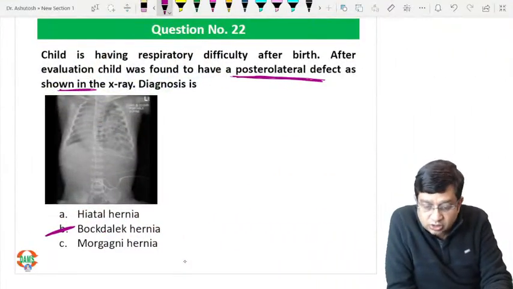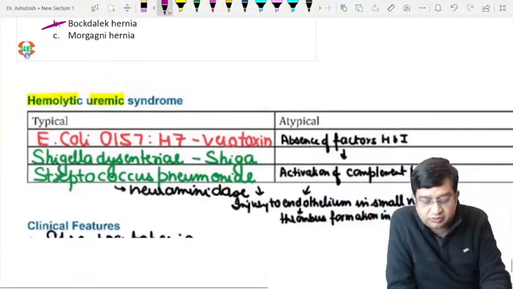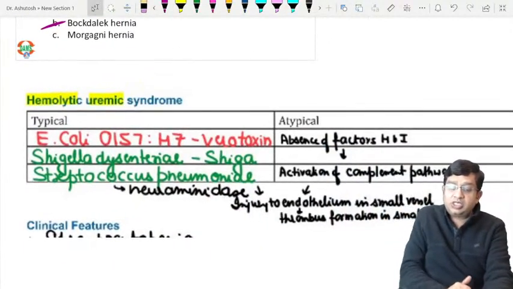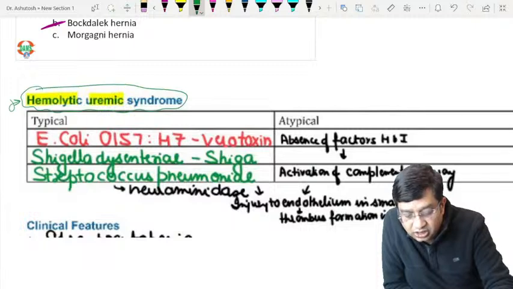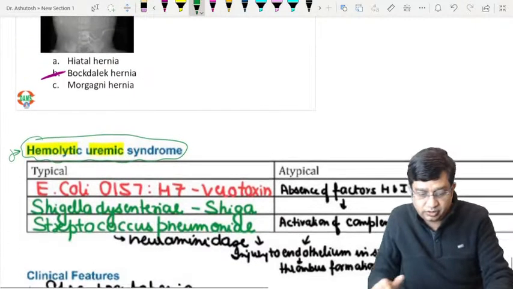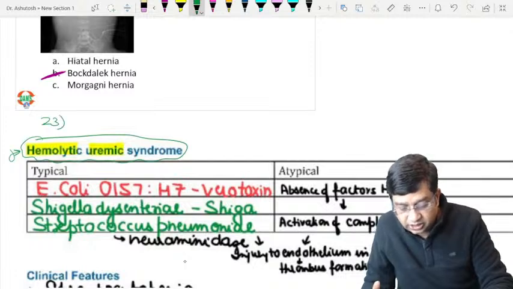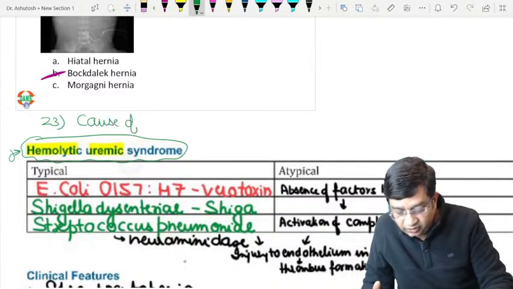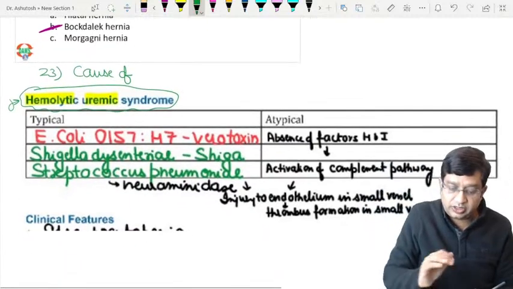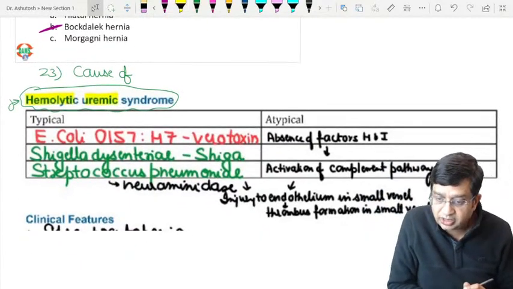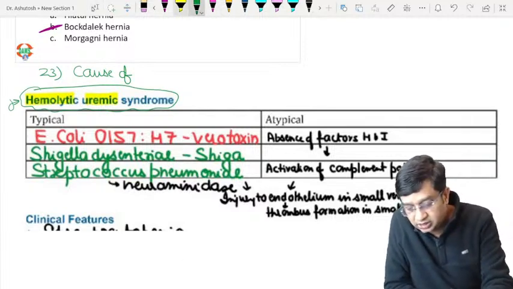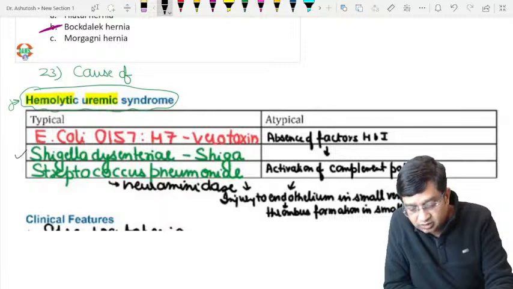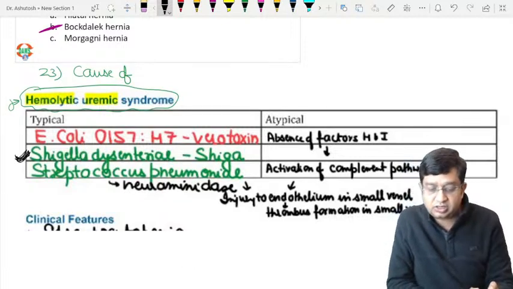Right? This was, according to me, the questions. Then just now some students told me that it was asked what is the cause of hemolytic uremic syndrome. Was this the question? Question number 23 I can make here: cause of HUS. According to some students, the answer is Shigella.